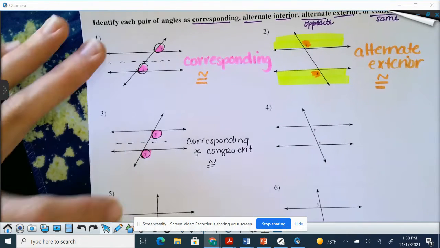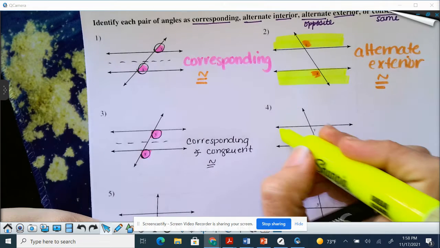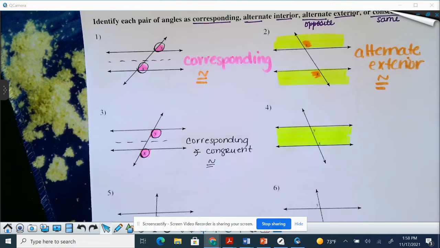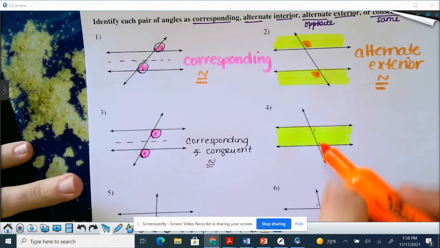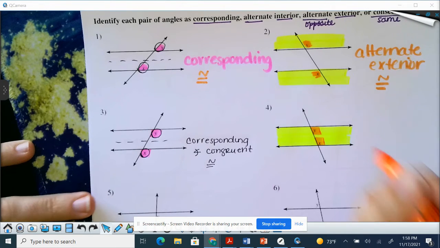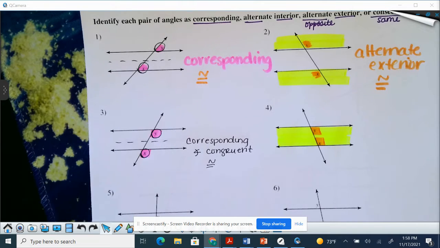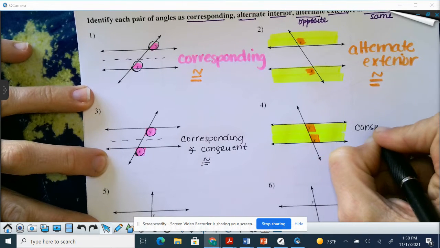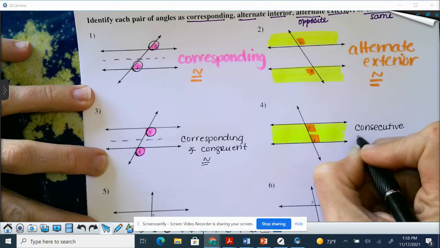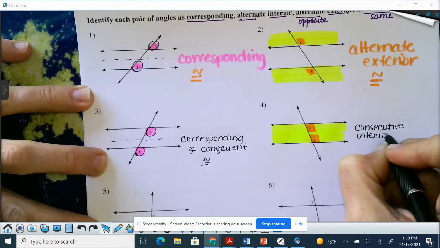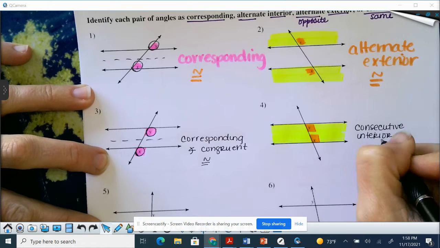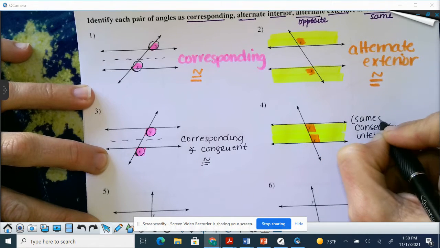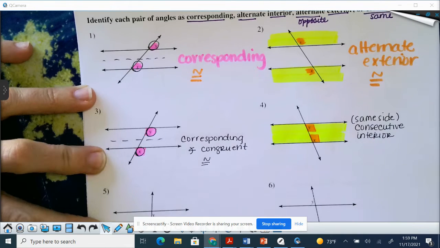Number 4, Y and X are both on the inside. Both on the inside. And they're on the same side. So they're not alternating. So they're consecutive interior. Otherwise known as same side interior. Consecutive and same side interior.